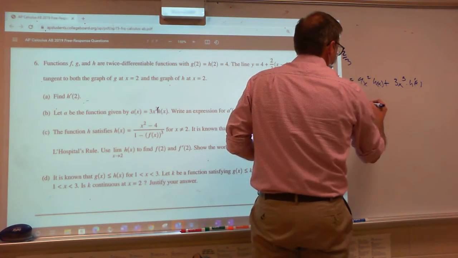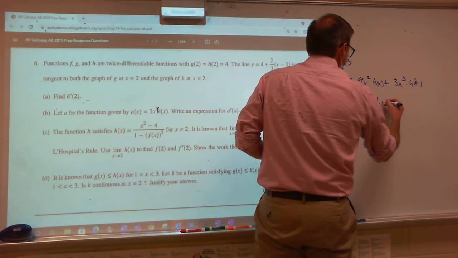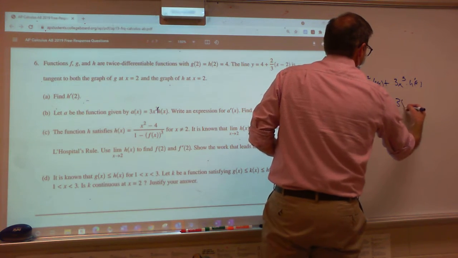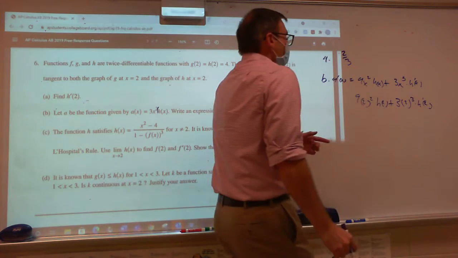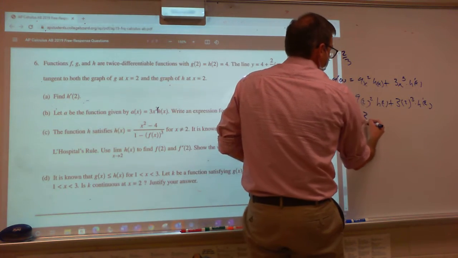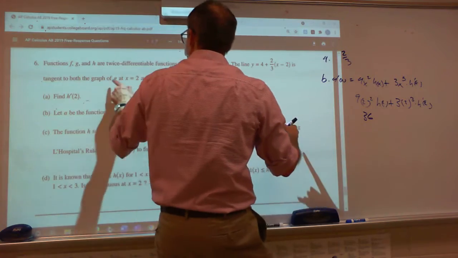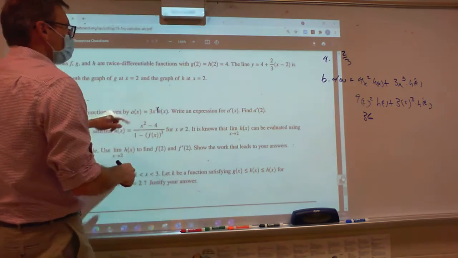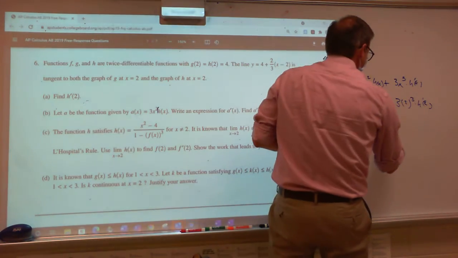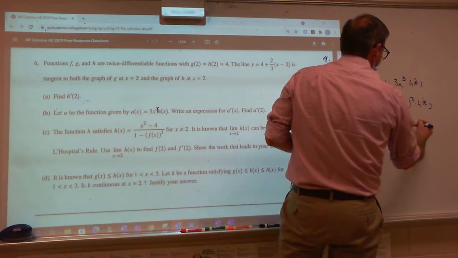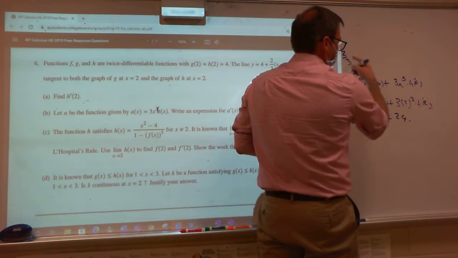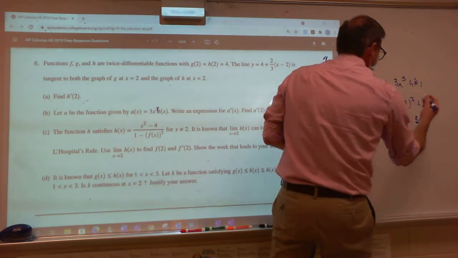So it's going to be 9 times 2 squared times h of 2 plus 3 times 2 cubed times h prime of 2. Okay, 9 times 4 is 36. H of 2, they tell us h of 2 is 4. Plus, let's see, 8 times 3 is 24. And h prime of 2 we already found up here to be 2/3. And then you get your answer.